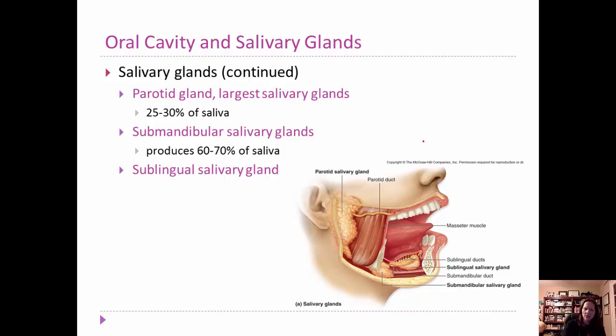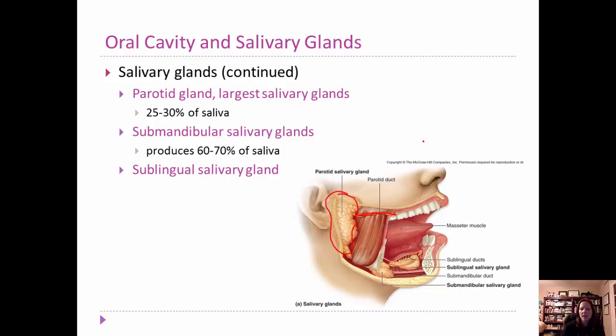All right, so these are going to be your salivary glands here. The parotid is going to be the largest right here. As you can see, there is the duct. It doesn't produce every single component of the saliva. We'll talk about the components in a minute. But there's the duct, and it is going to empty on the roof of the mouth. It actually only produces 20 to 30% of saliva. So it's the largest, but it does not secrete the most.